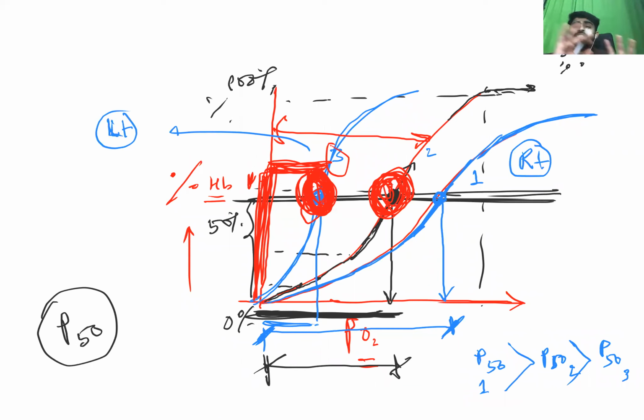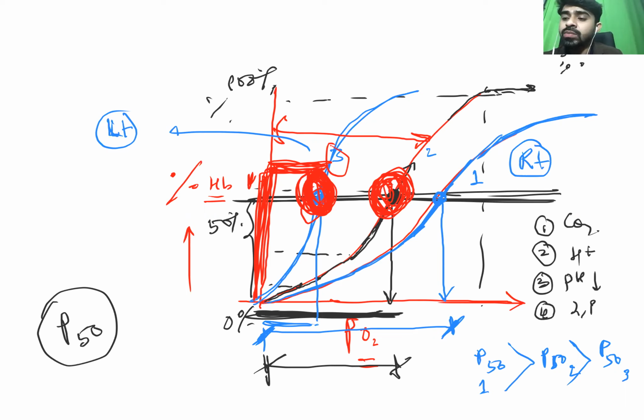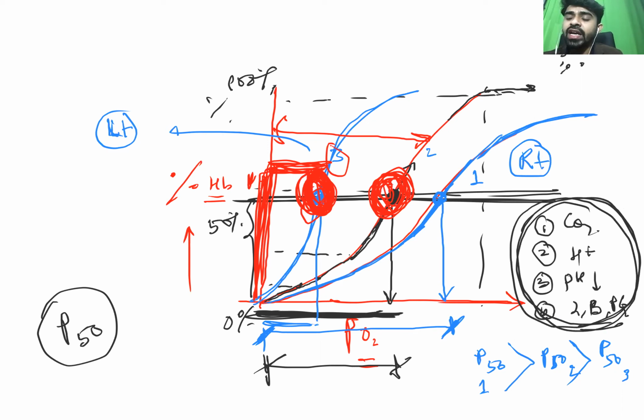Right shifting of the curve will happen in these conditions. Number 1, if you have more carbon dioxide. Number 2, if you have very high hydrogen concentration, I mean acid, I mean the pH is less. If you have 2,3 BPG, bisphosphoglyceric acid, which is an acid. These are the conditions where you will break the bond between hemoglobin and oxygen. That's why it will require more and more oxygen to saturate 50%. Are you getting me or not?